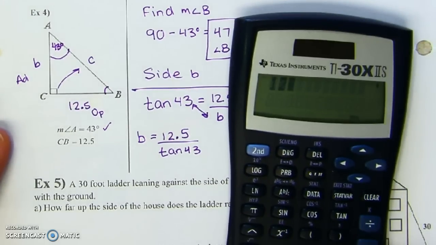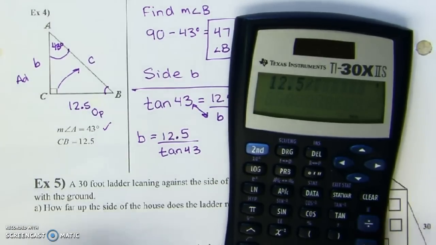Here we go. 12.5, it's a little dark, divided by the tangent of 43.